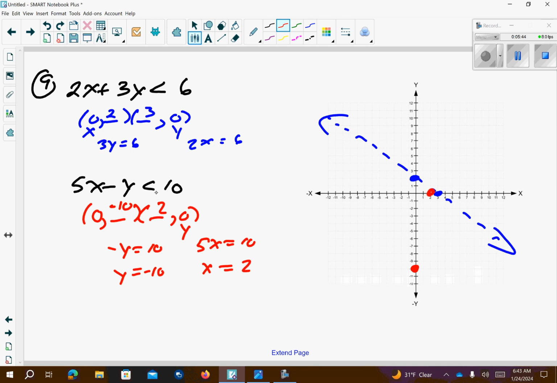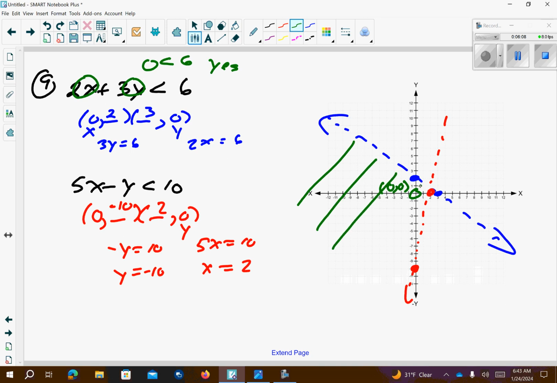And this is also going to be a dotted line because I don't have the equal sign, the line underneath the inequality. So it appears that 0 comma 0 is a good point for us to use. It's a test. So I'm going to take 0, 0. If I plug 0 in here, I get 0. If I plug 0 in here, I get 0. Hey, is 0 less than 6? Yes. So that means on my blue line, I'm going to shade on the same side that 0, 0 would be on.